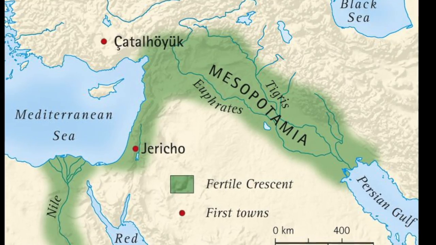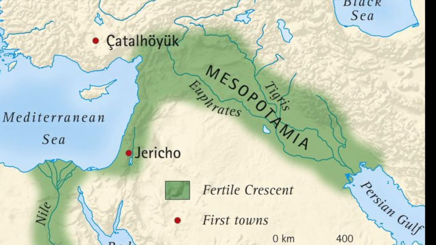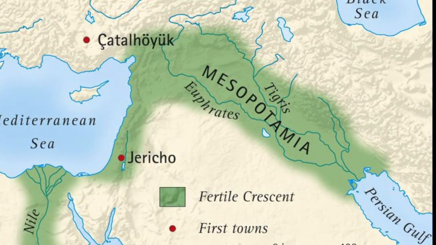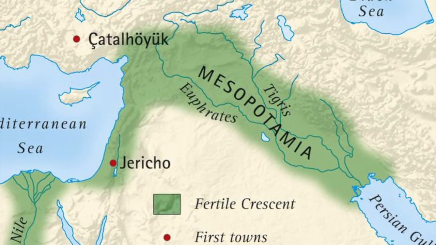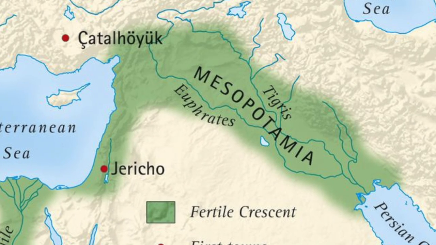The major geographical features of Mesopotamia are the Euphrates River, which is to the west, and the Tigris River, which is to the east. They flow from hills and mountains down to the marshland in the south, then go into the Persian Gulf, yeah. Persian Gulf.